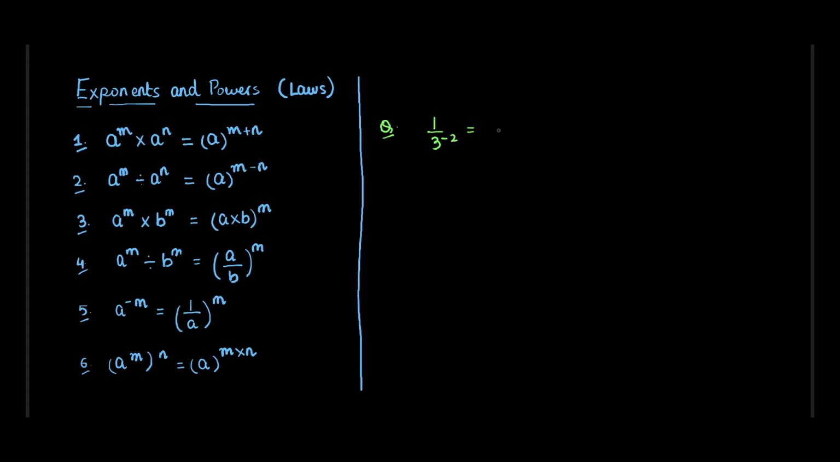So the first question for today is 1 upon 3 to the power minus 2. As you can see here, the power is negative, that is minus 2. So we'll be using the fifth condition, that when the power is negative, we can reciprocate the base and the power becomes positive. So hence this question can be written as 3 to the power 2, that is equal to 9.